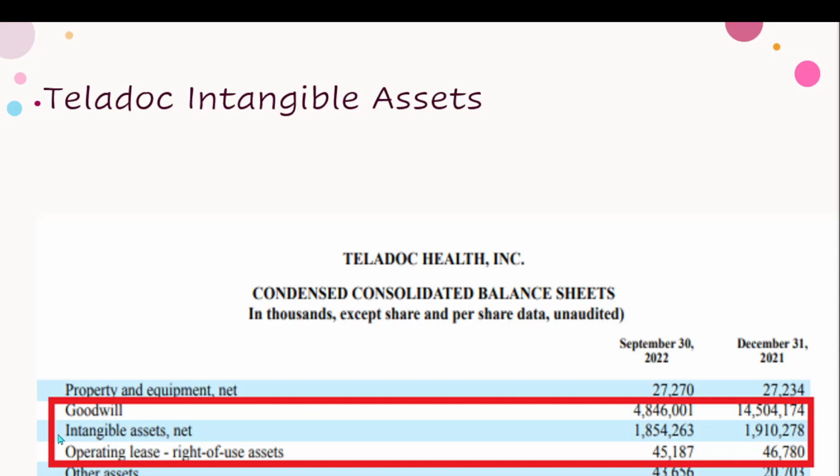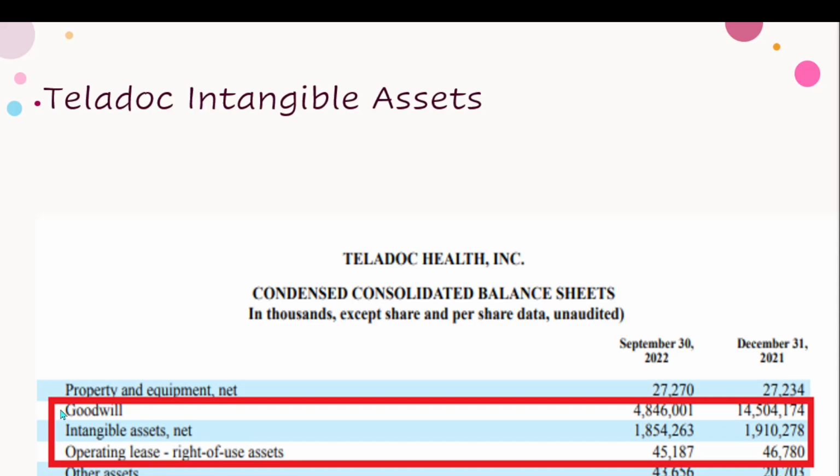So they have a lot of these different intangible assets, and this is basically just this umbrella account, just saying, hey, these are all of our intangible assets, not including goodwill and operating lease right of use assets. And we're just going to put it all into this one account.